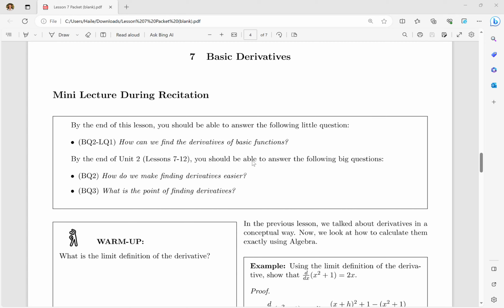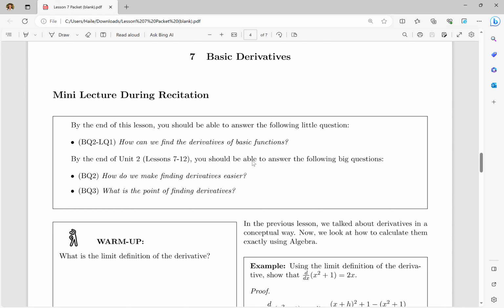In this lesson, we're going to start talking about how to compute basic derivatives. By the end of this lesson, you should be able to answer the following little question: How can we find the derivatives of basic functions? And by the end of Unit 2, we're going to be answering two big questions. How do we make finding derivatives easier, and what is the point of finding derivatives? So Unit 2, Unit 3, we're going to be answering the same two big questions.